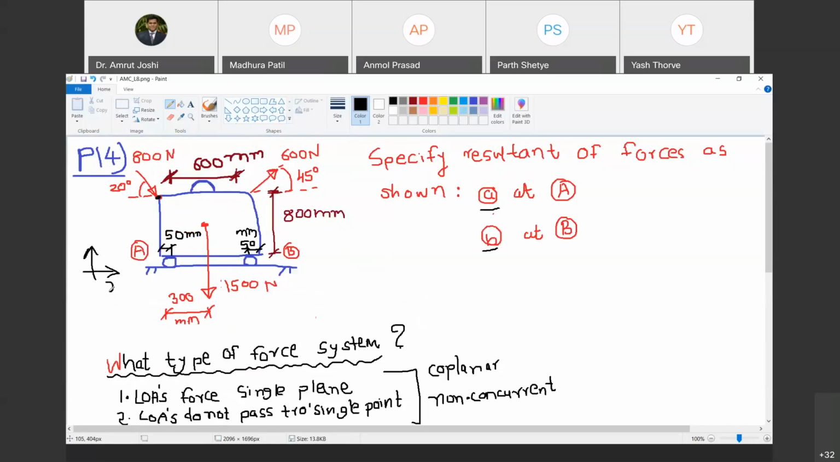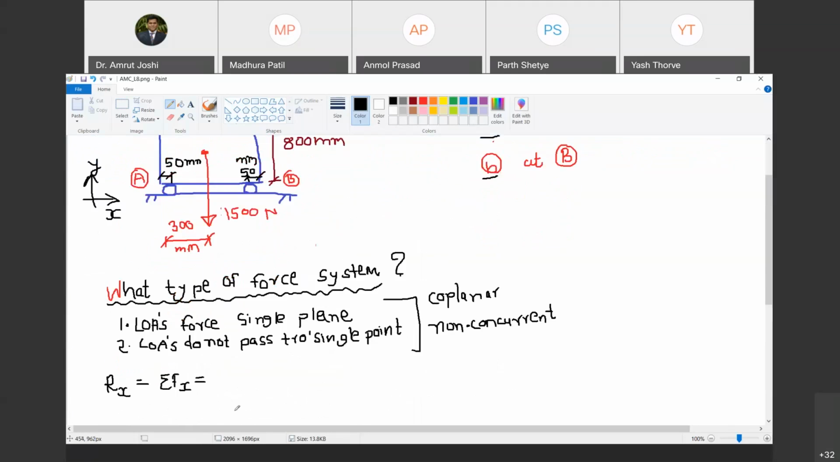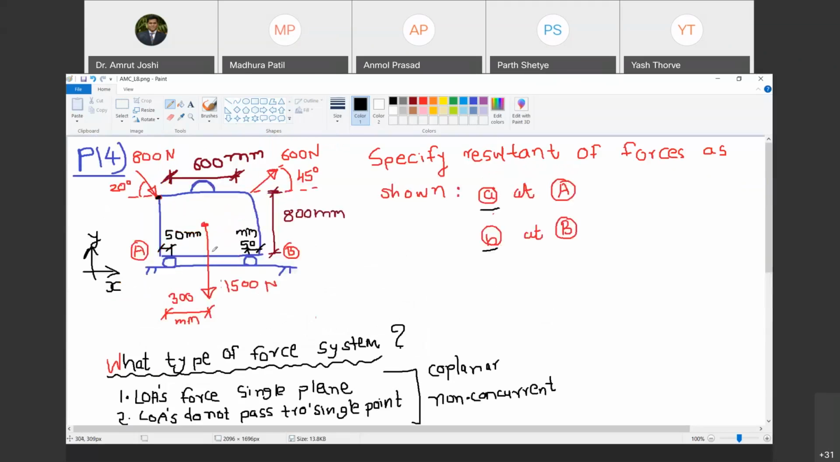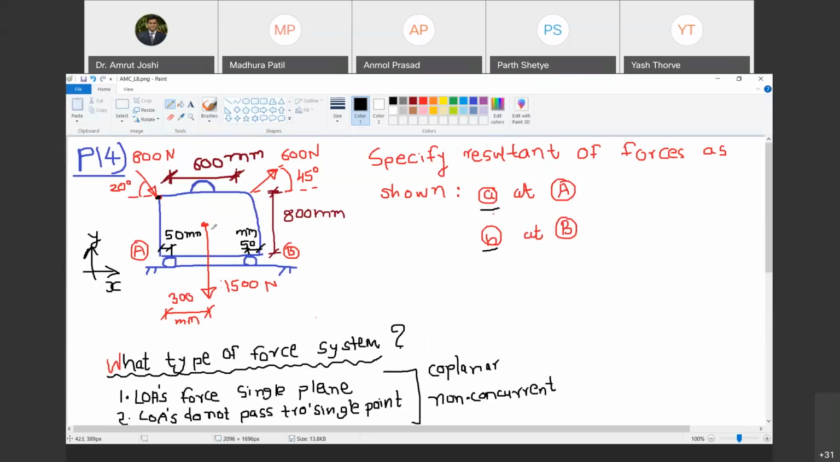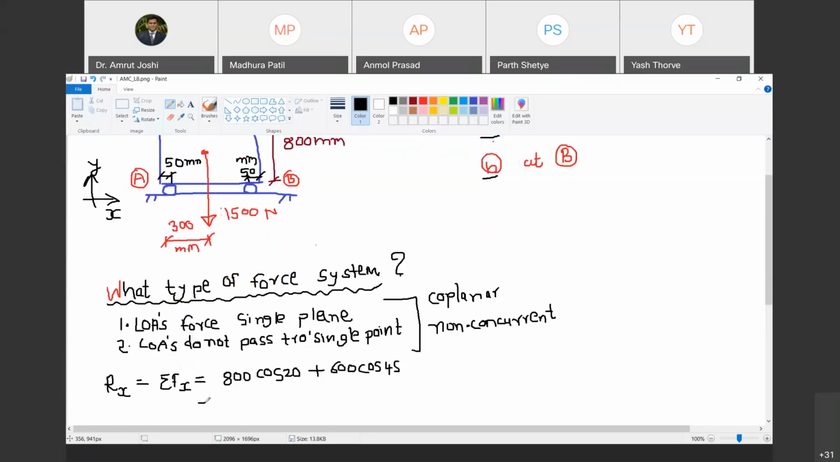So first of all, we have to choose positive x and y directions. Once that is done, this 800 cos 20 is going to be positive. So I will write it as 800 cos 20. What else? It would be 600 cos 45, plus. Cos of the angle between the force and the x-axis, so this is cos 45. Do you agree with me? Yes, sir. And this vertical force will not have any horizontal component. Therefore, tell me, what is the summation Fx, or Rx?